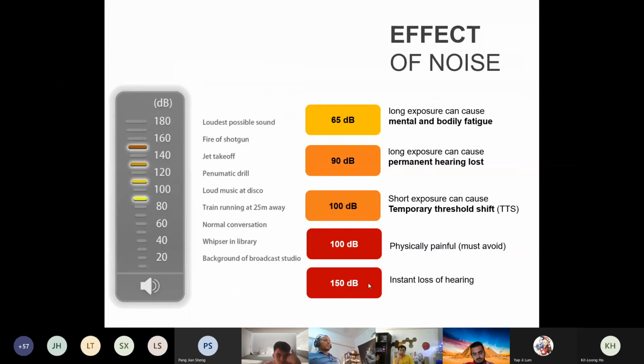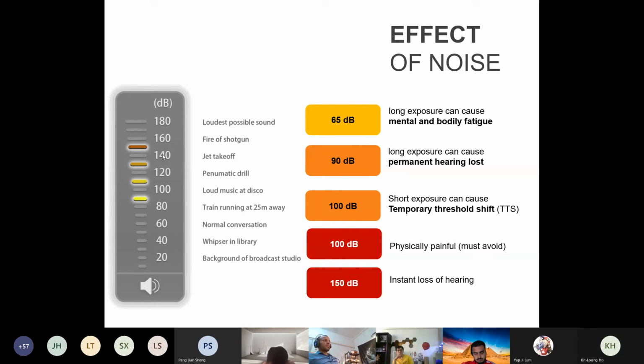So as you can see, similar to illuminance, which we measure using lux, the sound level we measure in decibels. 60 to 65 decibels is like a normal conversation. If we whisper in the library, it's about 40 decibels. 180 is the loudest possible sound, and 160 is the fire of a shotgun, so it's really high.